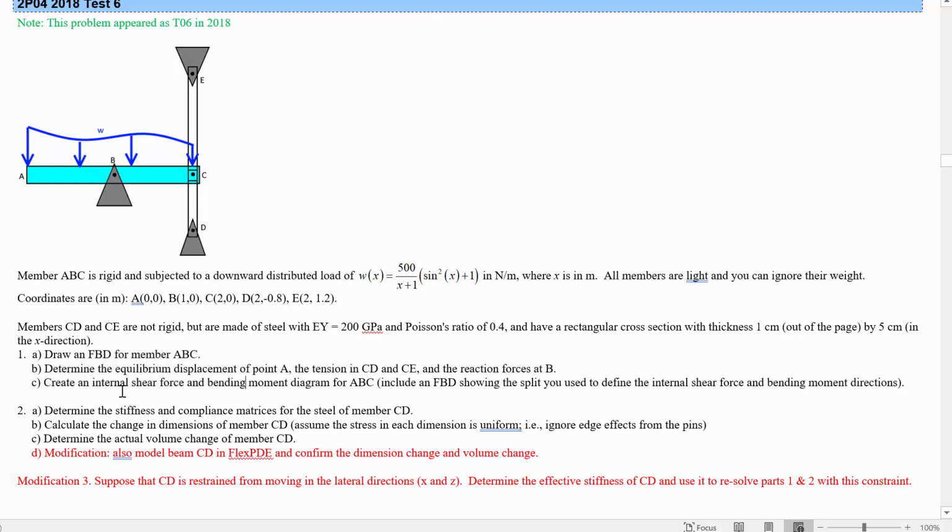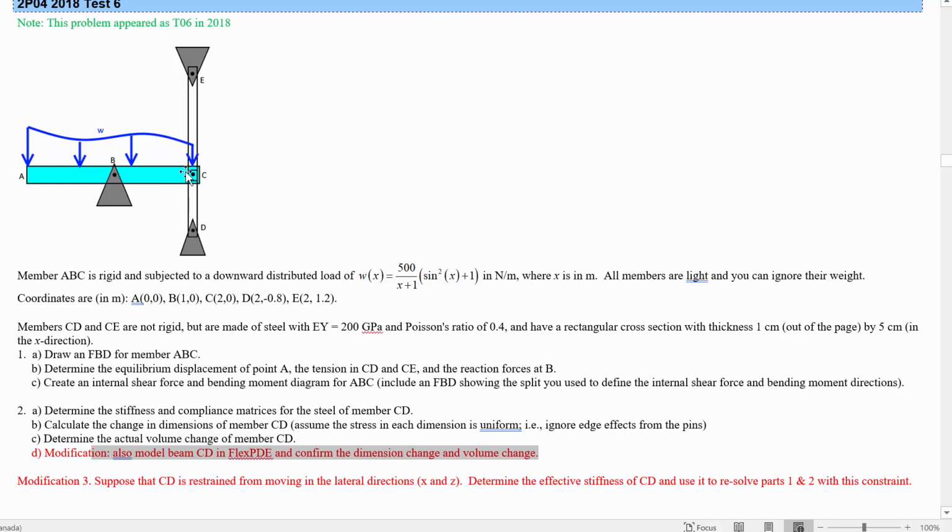Then we created an internal shear force and bending moment diagram to look at how this looked across the thing, and then did some work on this beam CD, just exploring a little bit more about it. Found its stiffness and compliance matrices, found out what the changes in its dimensions were by working out what the strains were in the 3 dimensions, and then taking 1 plus the strain times the original dimension to find the new dimensions, and then worked out the volume change by multiplying those new dimensions and subtracting the product of the original dimensions.